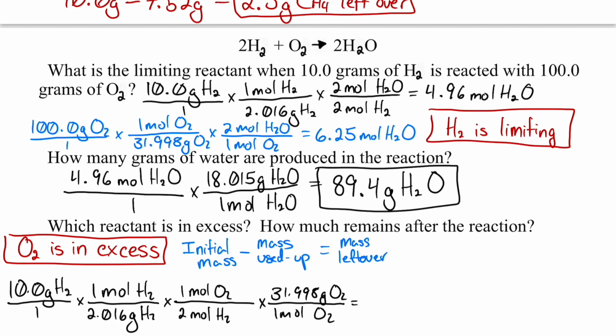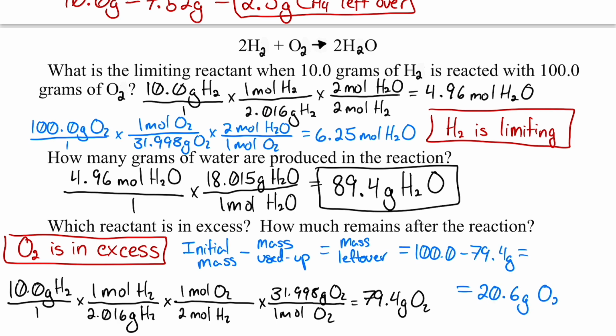And we can see this reaction uses up 79.4 grams of oxygen. So then we just have to do our subtraction to figure out the amount that's left over. So that would be the initial 100 grams minus the 79.4 grams, which gives us a leftover amount of 20.6 grams of oxygen left over. And that's how you do limiting reactant problems.